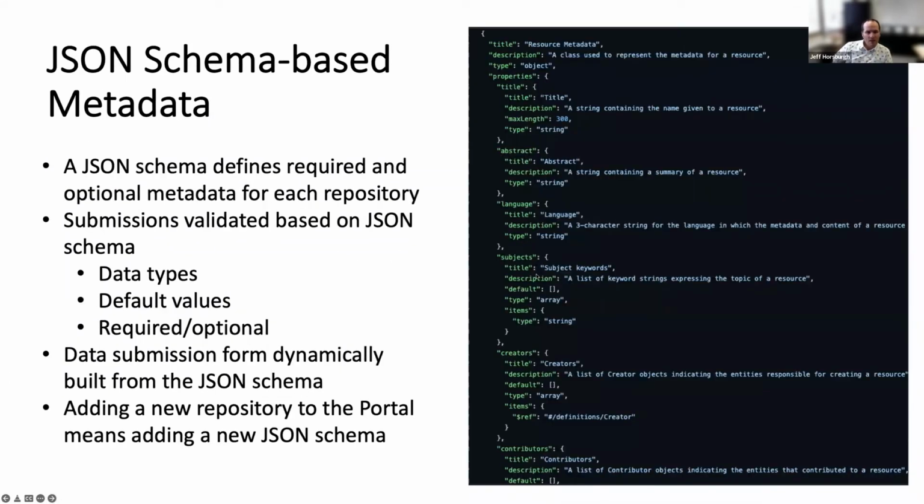All right, so I talked a little bit about this JSON schema-based metadata. Under the hood, there's a JSON schema for each one of these repositories that defines the metadata. It defines the data types of each one of the metadata elements, it defines default values if they exist, and it defines whether those metadata elements are required or optional.